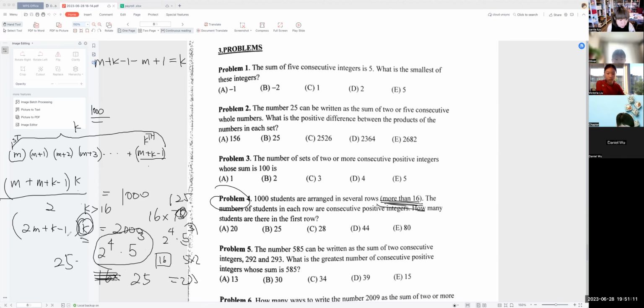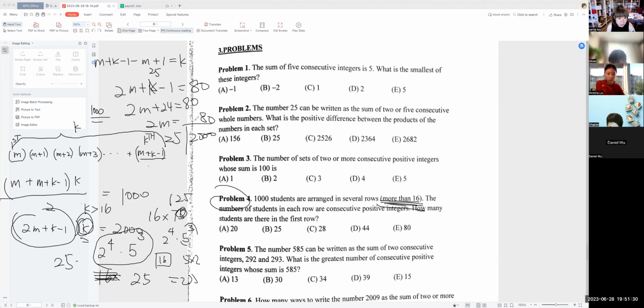So if k equals 25, so 2m plus k minus 1 equals what? Equals 2000 divided by 25, which is 80. So k is 25, so 2m plus 24 equals 80. So 2m equals 56, so m equals 28. So that is 28.